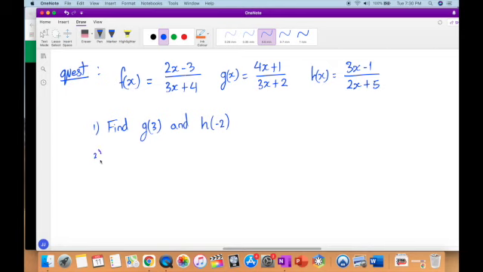Number 2, show that f of h of negative 2 equals 1. Number 3, find h inverse x.